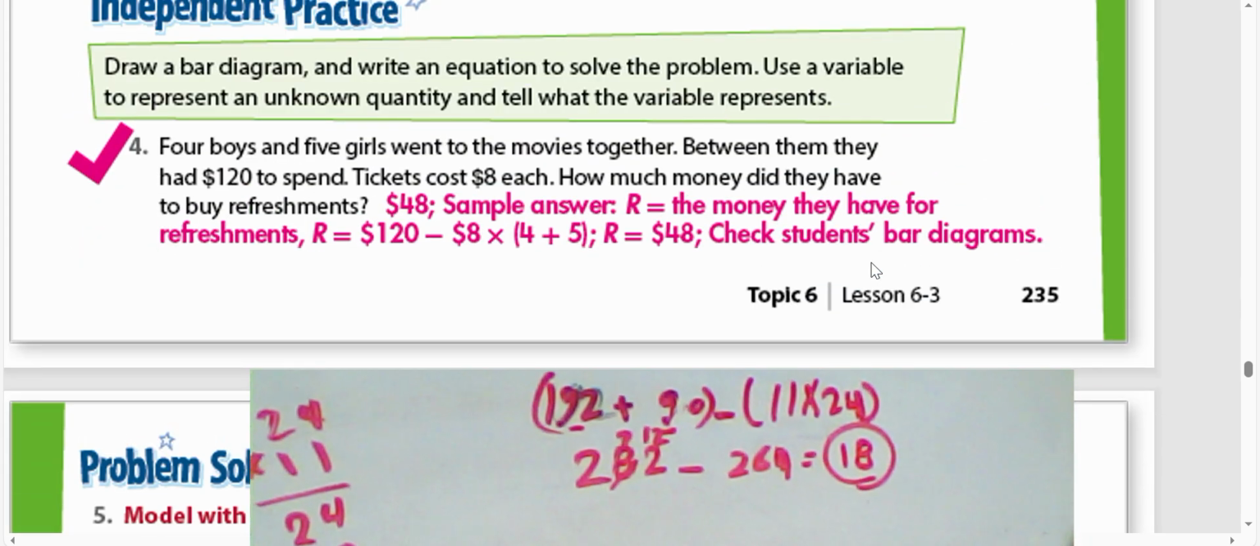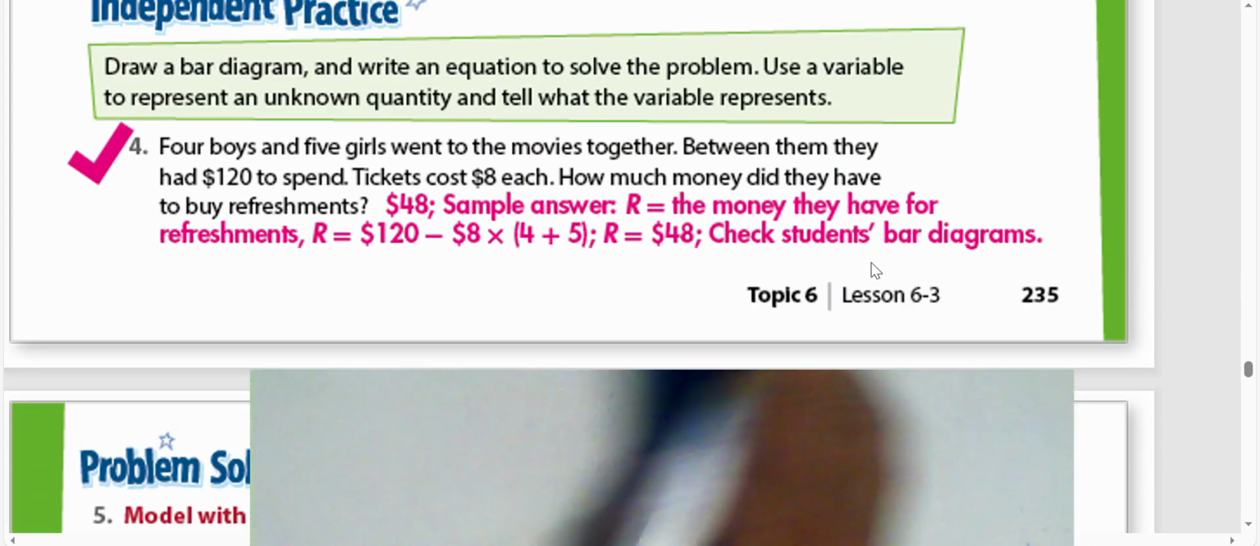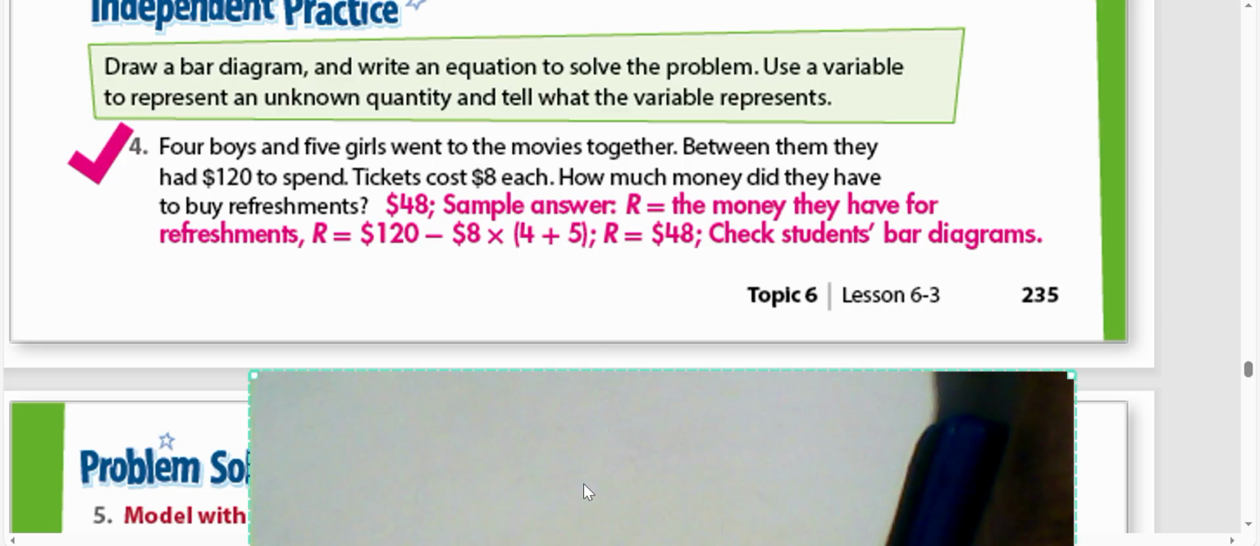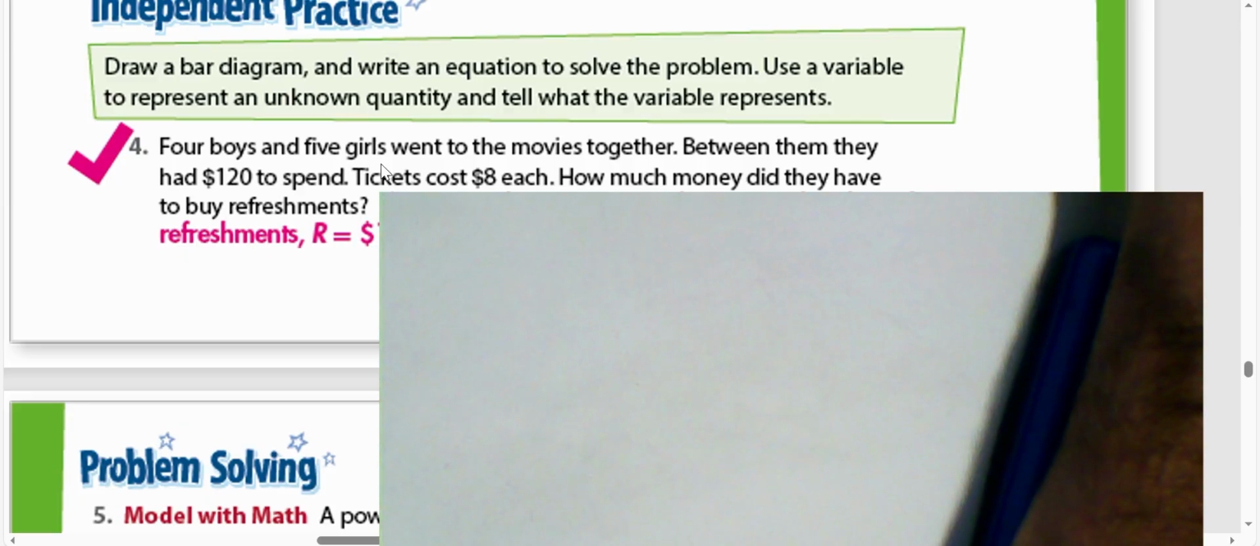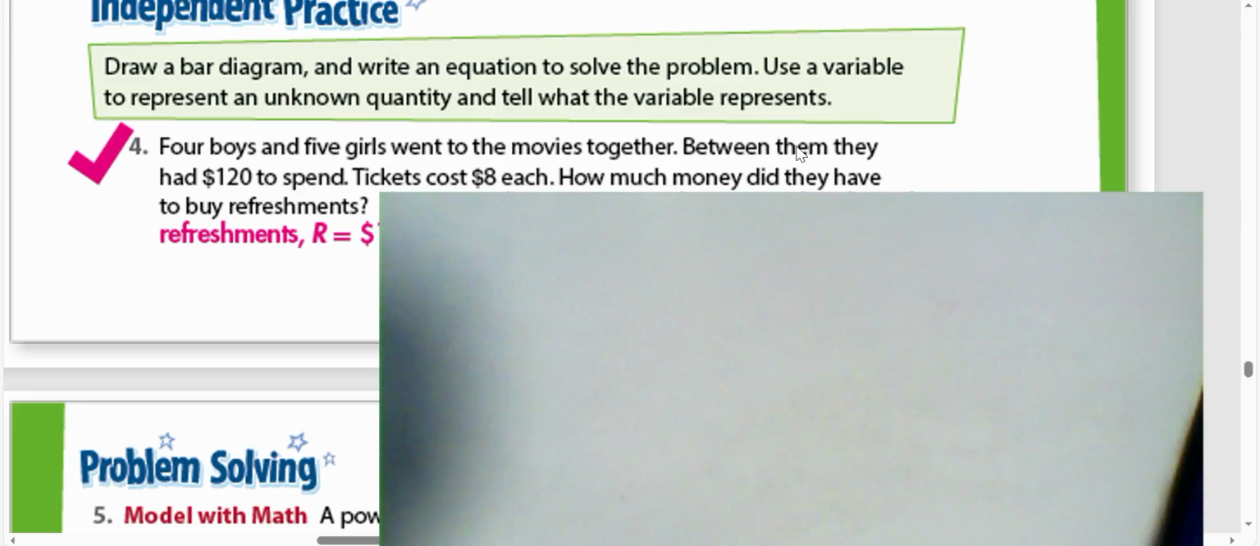Okay. Next question. Draw a bar diagram and write an equation to find the answer. This question we have here: 4 boys and 5 girls went to the movies together. Between them, they spent $120. Tickets cost $8 each.